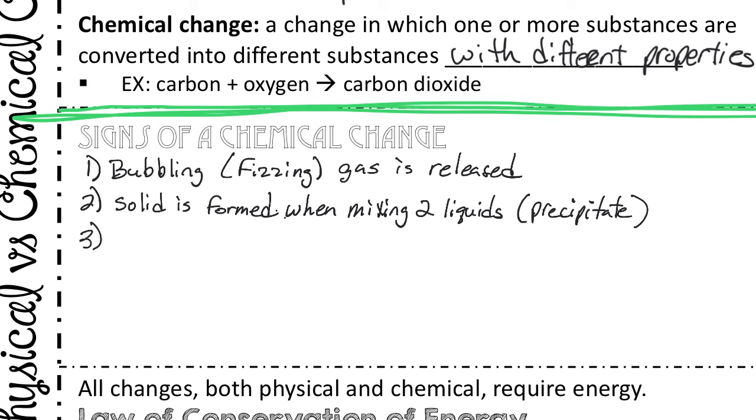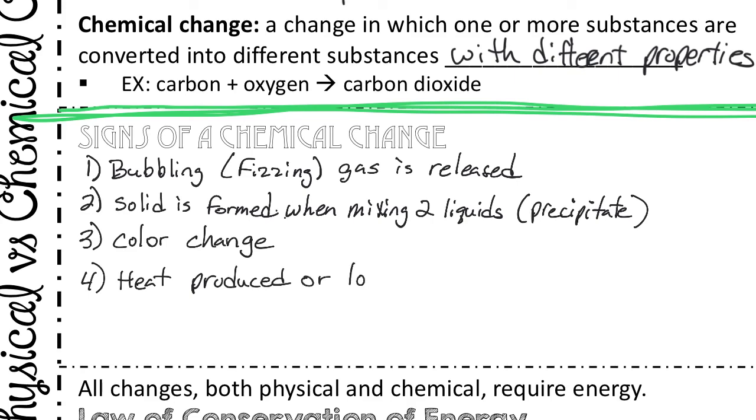Number 3, you've got color change. If you do a chemical reaction and you see a color change, that's a sign that a chemical reaction has taken place. Number 4 is heat produced or lost. And number 5 is you've got a change in odor. Something smells different.